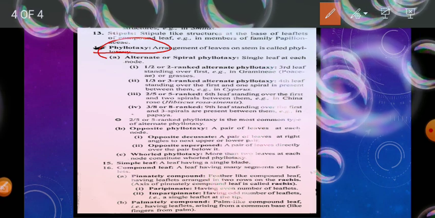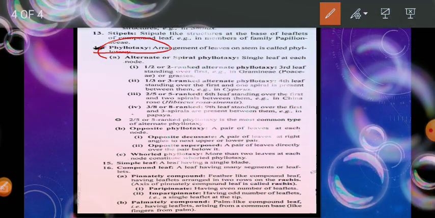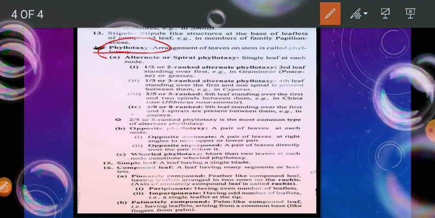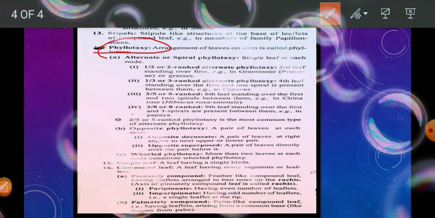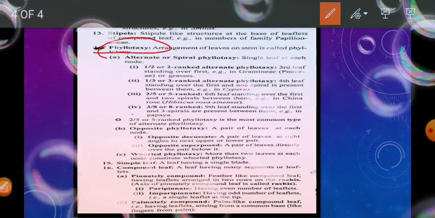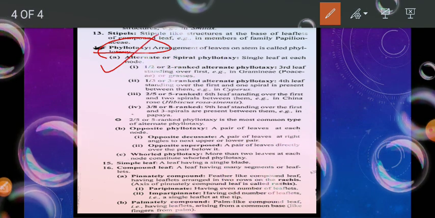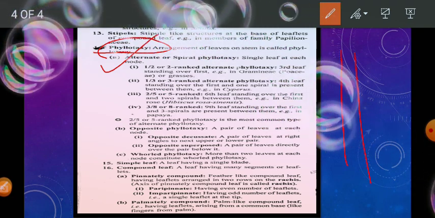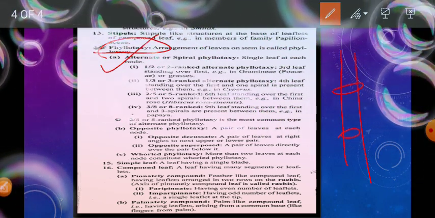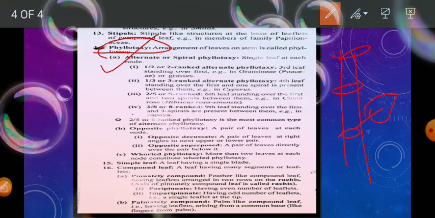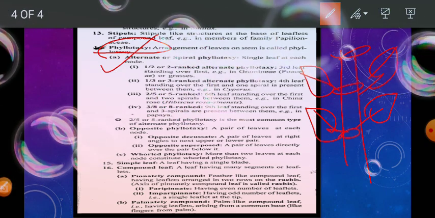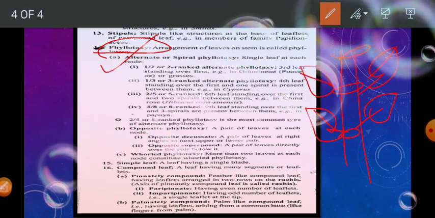This is very important for you, because the question what is phyllotaxy appears in competitive exams and medical entrance exams also. It is of different types. One is alternate or spiral phyllotaxy, with a single leaf at each node. Suppose this is the stem and these are the nodes. A single leaf arising from each node is known as alternate or spiral phyllotaxy.